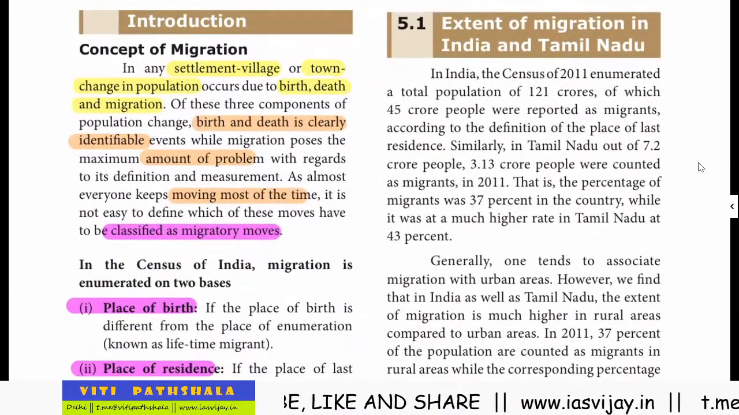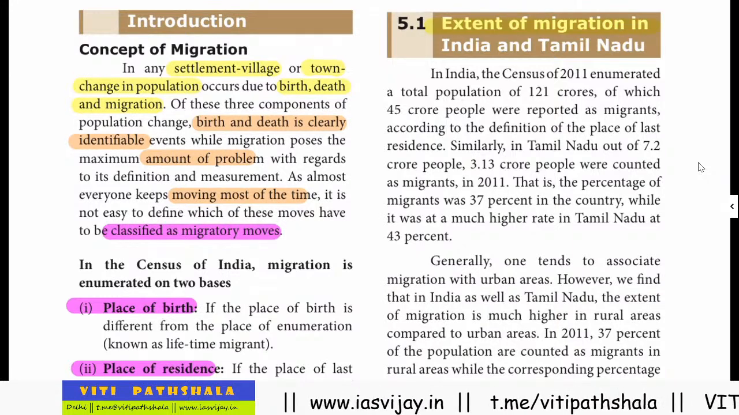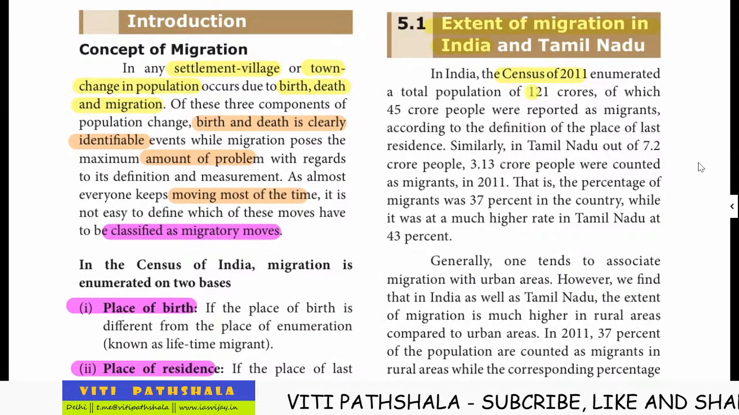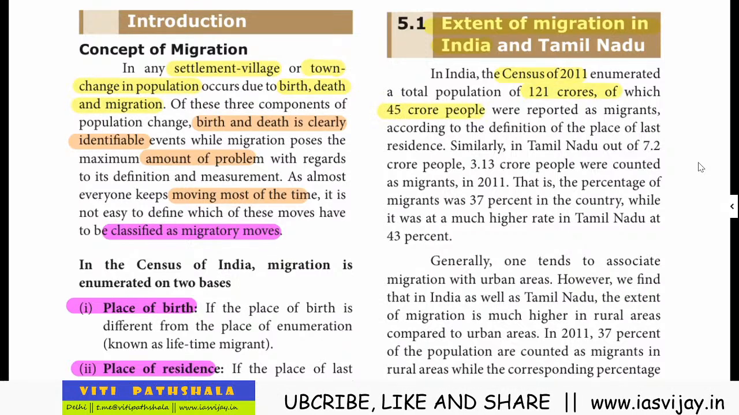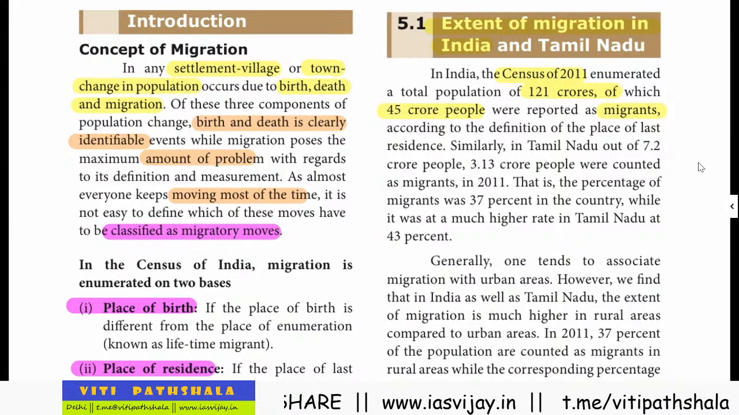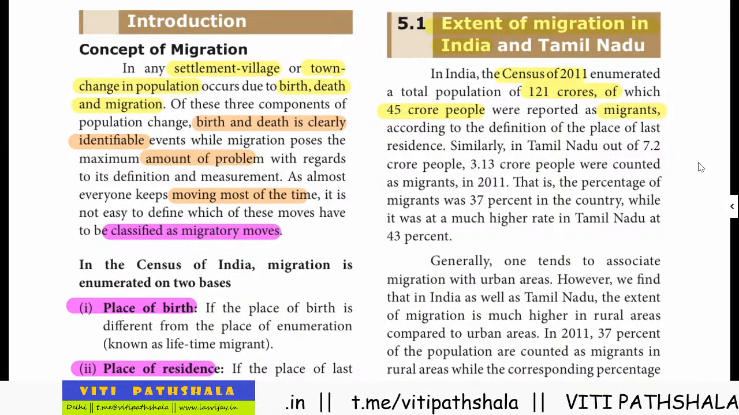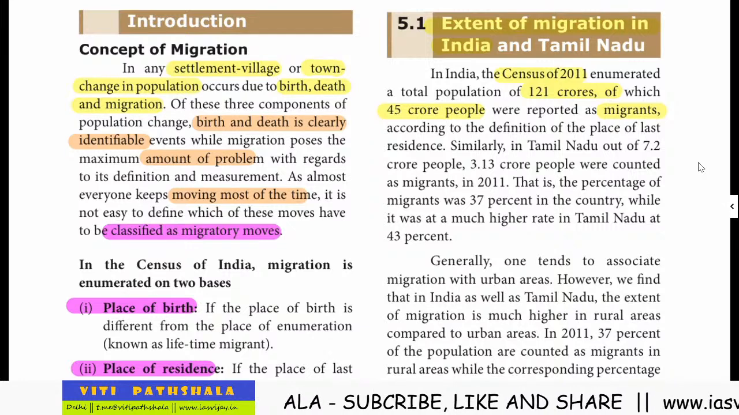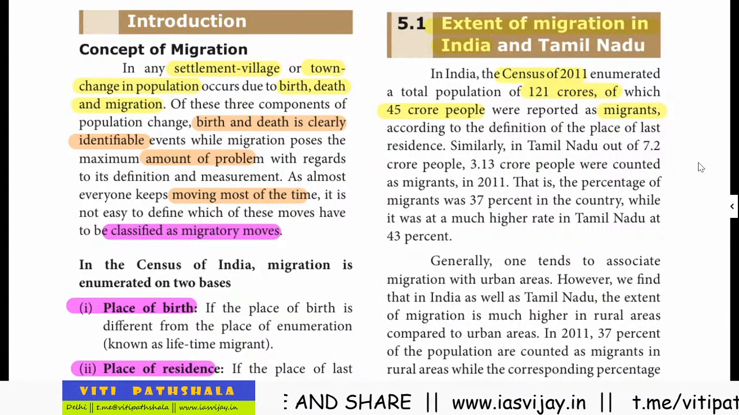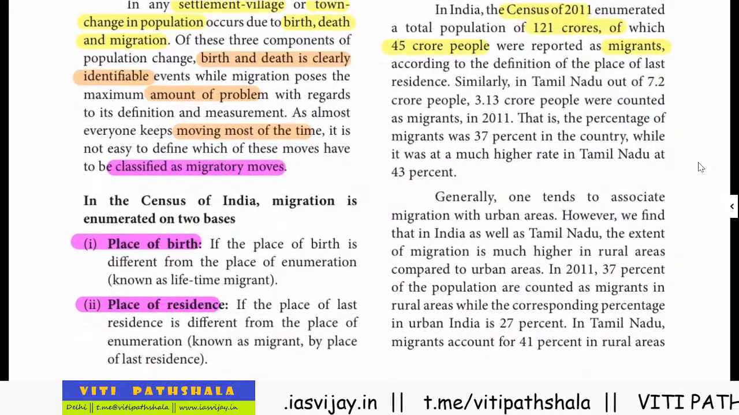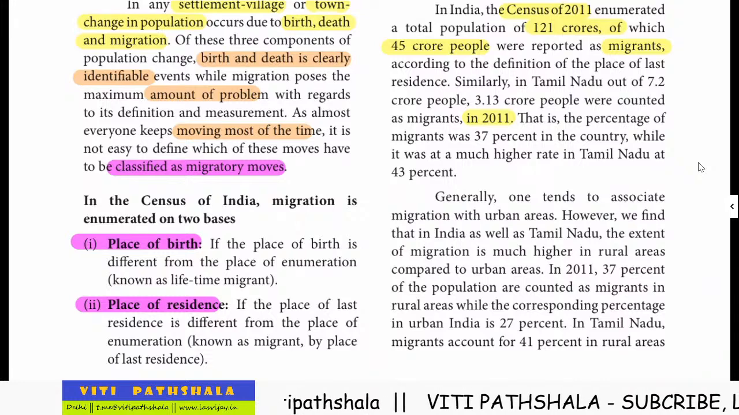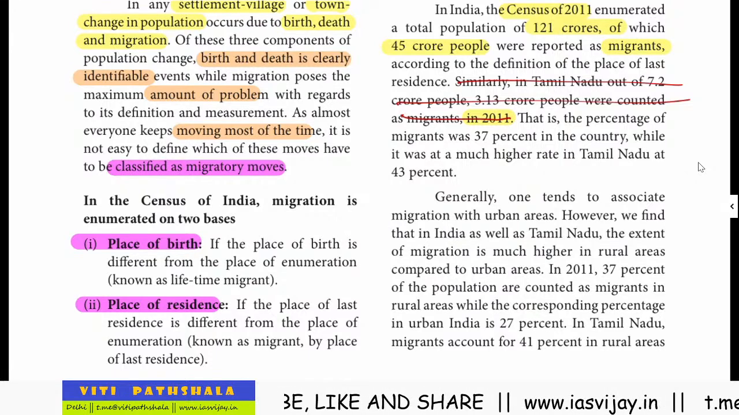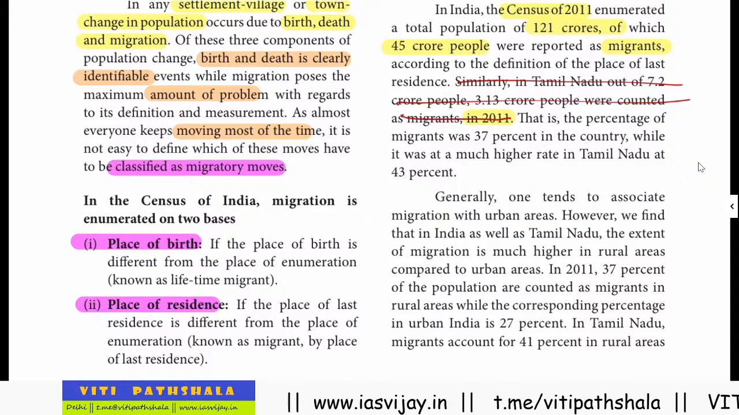Now, next comes the topic we are going to start, the extent of migration in India. In India, the census 2011 enumerated a total population of 121 crore, of which 45 crore people were reported as migrants. Approximately 40% of the people have migrated according to the definition of place of last residence. Similarly, in Tamil Nadu, of 7.2 crore people, 3.13 crore were counted as migrants in 2011. These lines are not important for your UPSC exam. The percentage of migrants was 37% in the country.